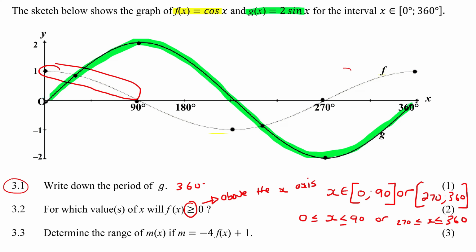And then for this one, we're saying that x is bigger than 270, but smaller than 360. So it's somewhere from 270 up to 360.